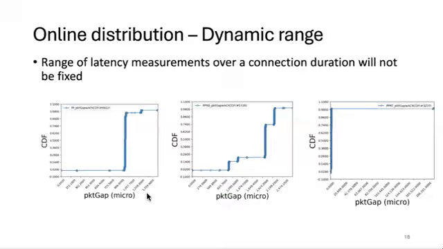The plot here shows a possible scenario. In the first plot, the latency range is 1.5 milliseconds. In the second plot, the latency range is 2.5 milliseconds. And in the third plot, it is 200 milliseconds. So identifying the right bucket size ahead of time can be challenging.